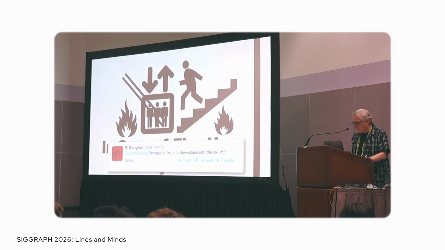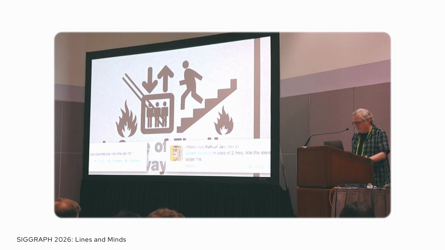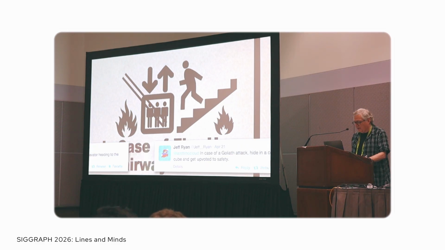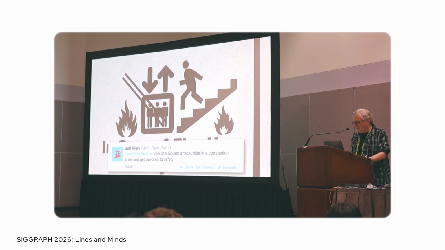In case of fire, run downstairs into the ski lift. In case of 2 fires, ride the elevator heading to the larger fire. In case of a Goliath attack, hide in a companion cube and get upvoted to safety. Use chopsticks to remove cooked children from hot oven.